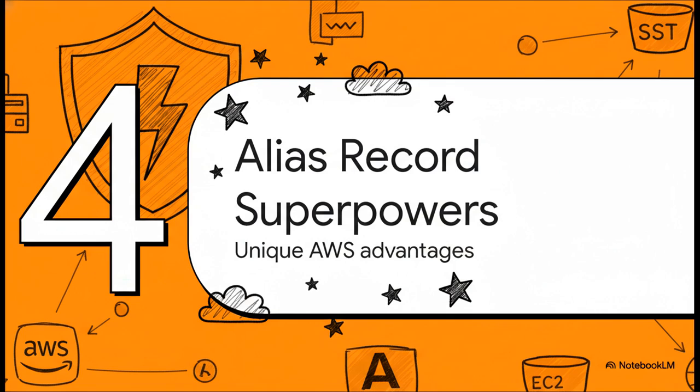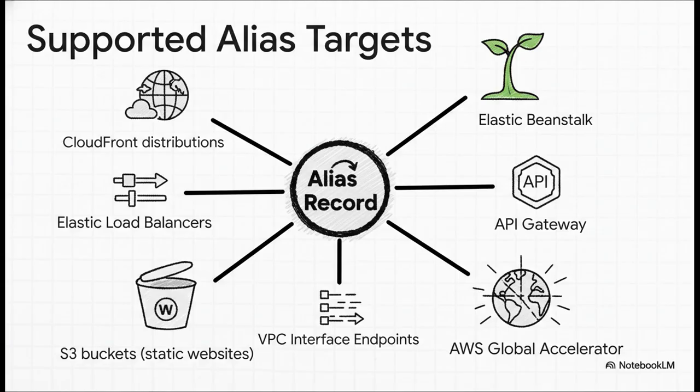Let's talk about their unique superpowers, which are absolutely essential for building robust architectures on AWS. And look at this list. You can point an alias record to a huge range of AWS services. We're talking CloudFront, all the different Elastic Load Balancers, S3 static websites, Elastic Beanstalk, API Gateway. This deep integration is what makes them so incredibly powerful.